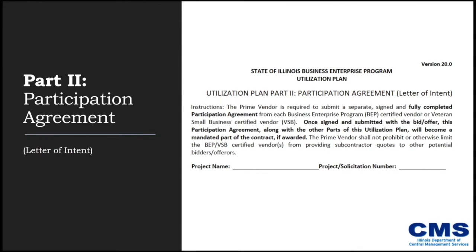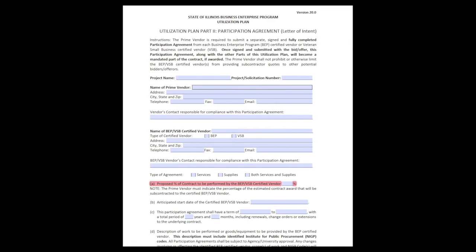If you choose to work with a BEP certified subcontractor, this is where you identify who you're partnering with and what their scope of work will be, identified by NIGP codes. You are not limited to the number of BEP subcontractors you may utilize as long as each performs a commercially useful function of the contract. Vice versa, a BEP subcontractor is not limited to any one prime solicitation and may even bid the contract as a prime for the same solicitation.